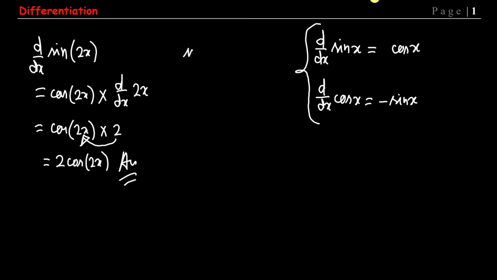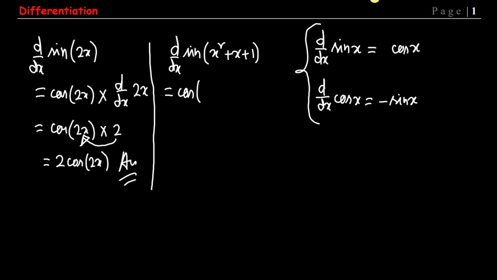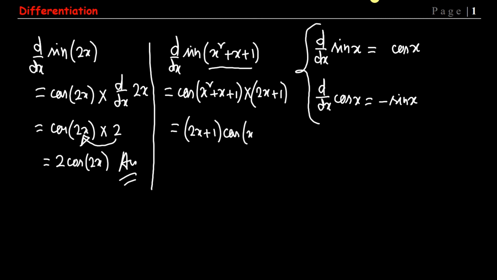Say I consider another question, sin of x square plus x plus 1. What is the differentiation of this? According to the rule of differentiation, first we write cos of the whole thing, x square plus x plus 1. Then we differentiate inside the bracket and get 2x plus 1. So our final answer would be 2x plus 1 times cos of x square plus x plus 1. This is our answer.